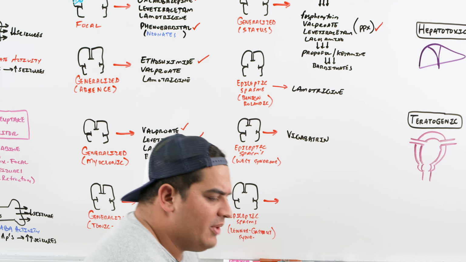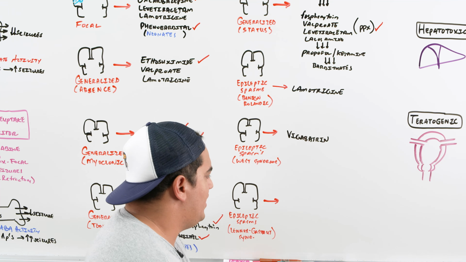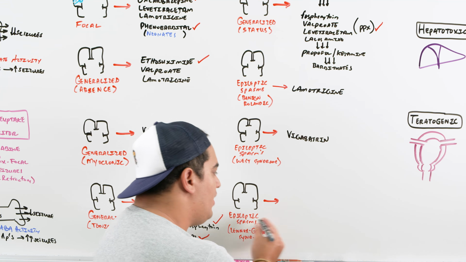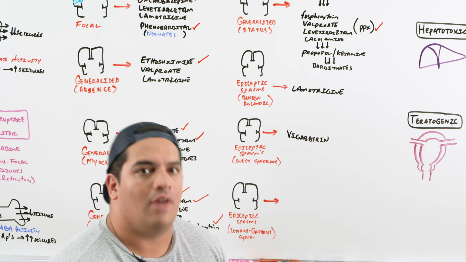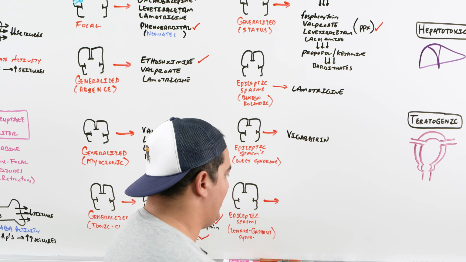All right, let's talk about the last one, which is Lennox-Gastaut syndrome. For Lennox-Gastaut syndrome, it's a really, really sad case. I've seen 2 of these in practice, and they're just terrible. These often are refractory. You can give them multiple antiepileptics, and oftentimes they're still going to continue to have seizures.